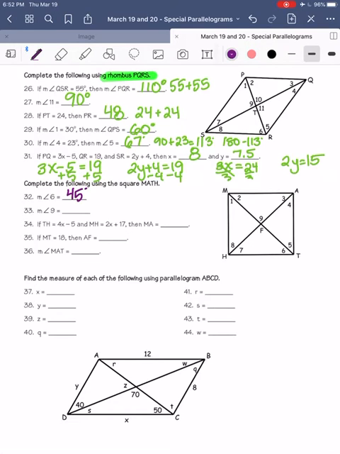All right, it says, what's the measure of angle 6? We just discussed, 45. What's the measure of angle 9? We just discussed, 90. If TH is 4x minus 5 and MH is 2x plus 17, find MA. Well, in order to find MA, we got to find x first, right? So we know that all sides of a square are congruent. So we're going to do 2x plus 17 equals 4x minus 5. Even though they're beside each other, they're all congruent. So we can solve this.